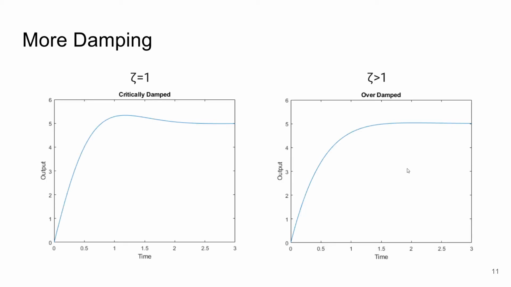Here we can see two examples of the system being critically damped and overdamped, zeta being equal to 1 and zeta being greater than 1 respectively. This parameter zeta can be controlled by adjusting the gain on the gyro.